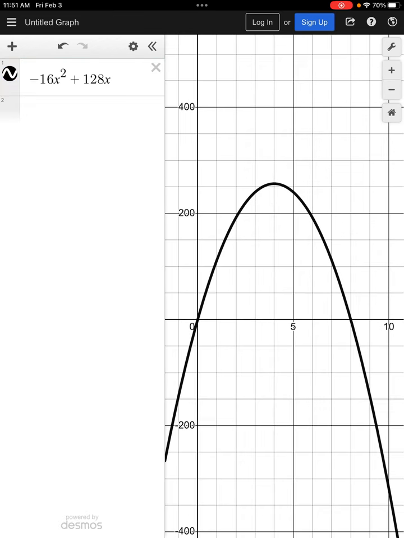When you're looking at this and asking about the ground, the ground is actually at the x-axis. So where does it hit the ground? Well, it's at 0 and 8.